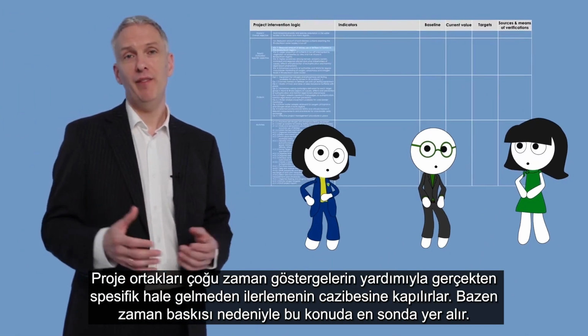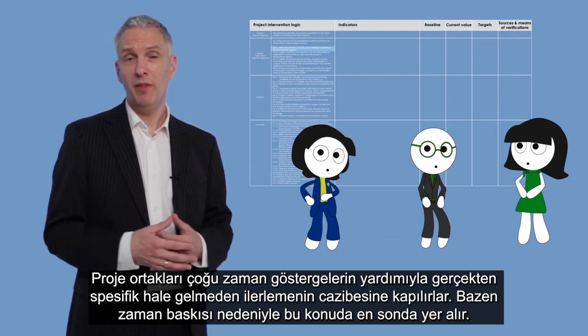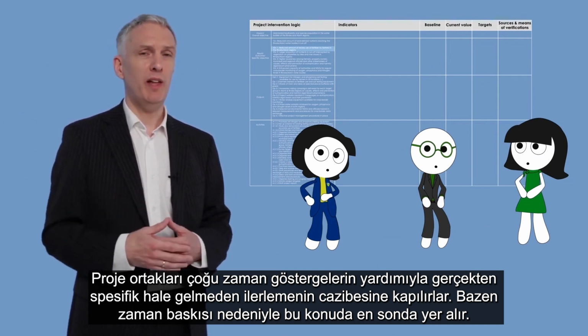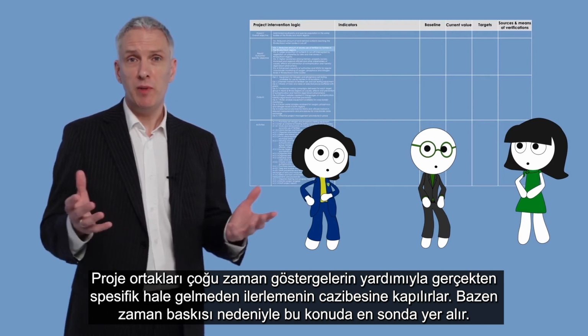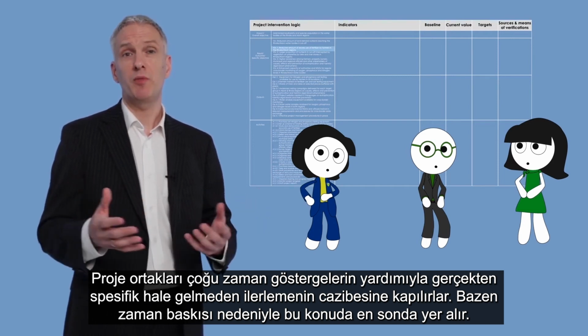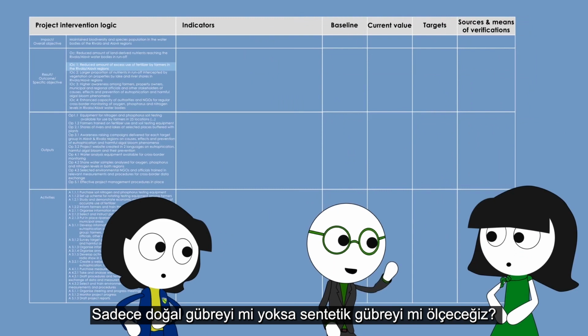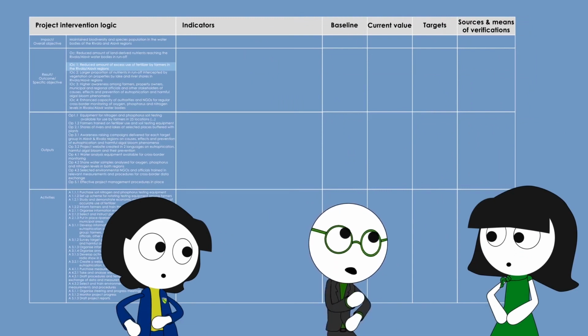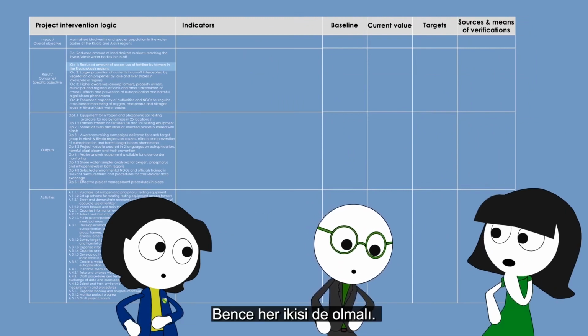Project partners often give in to the temptation to move on without becoming really specific with the help of indicators, sometimes because of time pressure, as this topic comes last. Will we measure only natural fertilizer or also synthetic ones? I think it should be both.